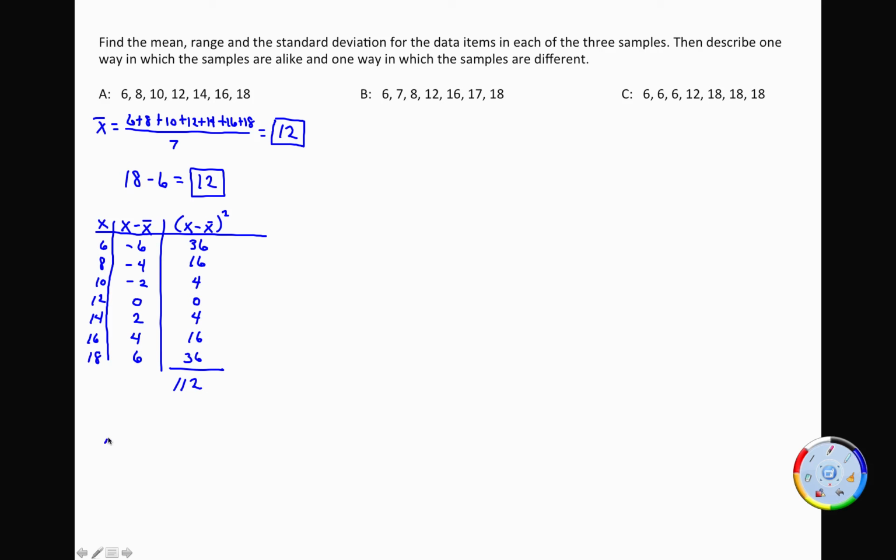And now I'm going to undo that square part to take the square root of the average, but instead of dividing by n, I'm going to divide by n minus 1. 1, 2, 3, 4, 5, 6, 7. So I'm going to divide by 6. Let's see what that is. 4.32.